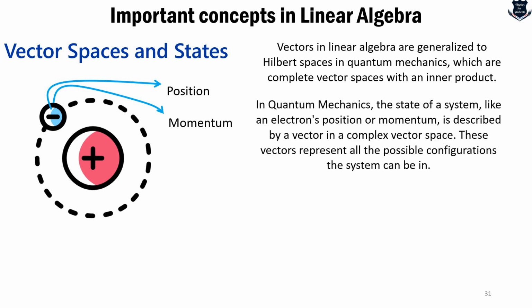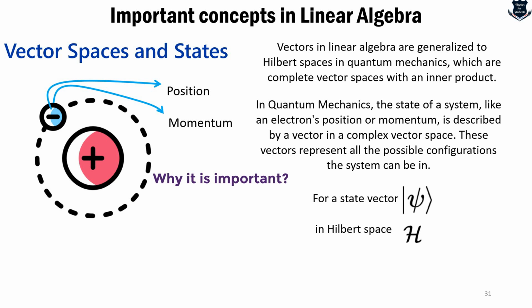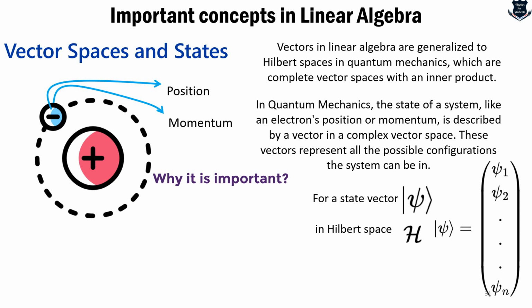So in quantum mechanics, the state of a system, like an electron's position, is described by a vector in a complex vector space. All those arrows we mention in classical physics, vector mechanics or vector calculus, the same thing happens here in complex vector space. So that is why it is important. Because if we get a state vector psi, that means, for example, an arrow which has a position and a momentum, and it is expressed in a Hilbert space, a vector space similar to classical physics, we get something like this.